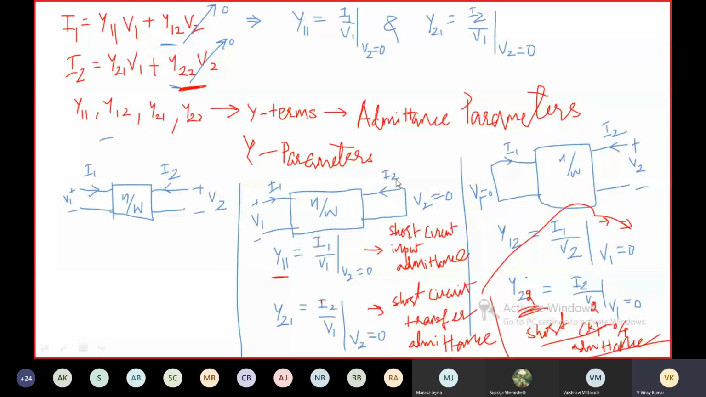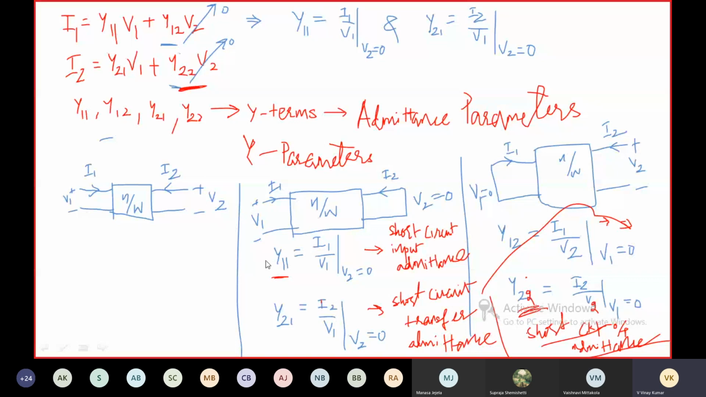Then these parameters are called short circuit parameters. That's why you're going to get all Y parameters by short circuiting either port 1 or port 2. That's why these parameters are called short circuit parameters.